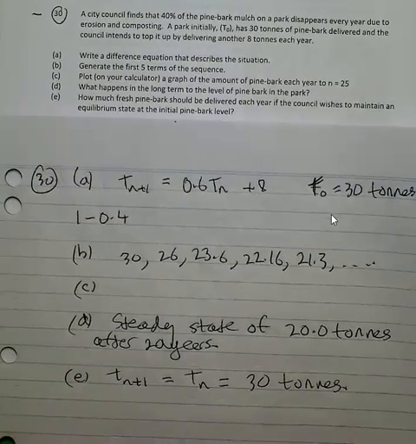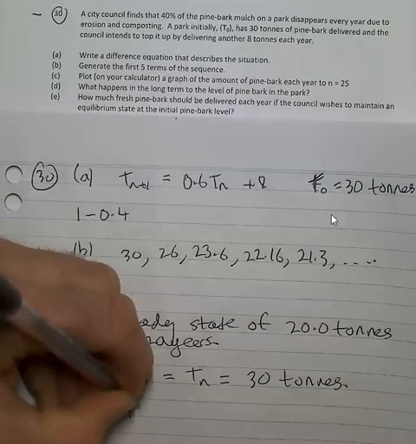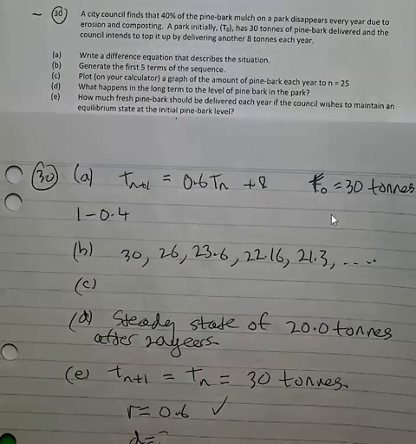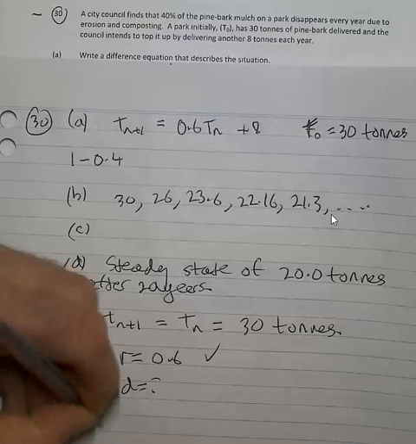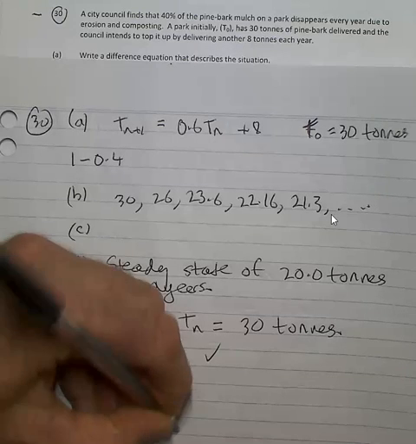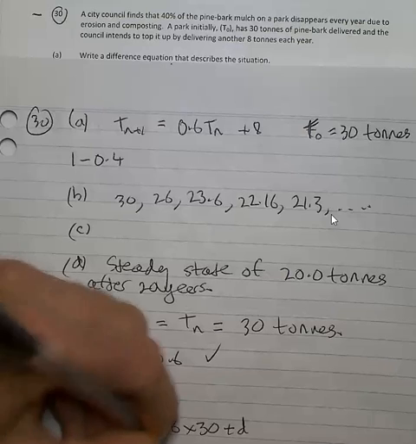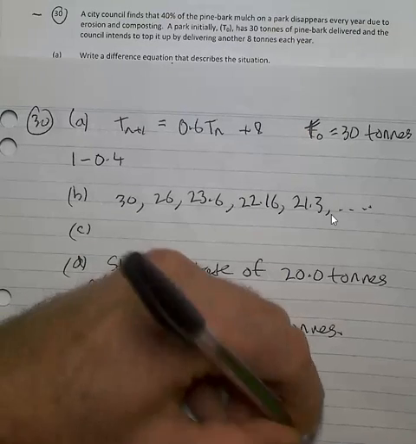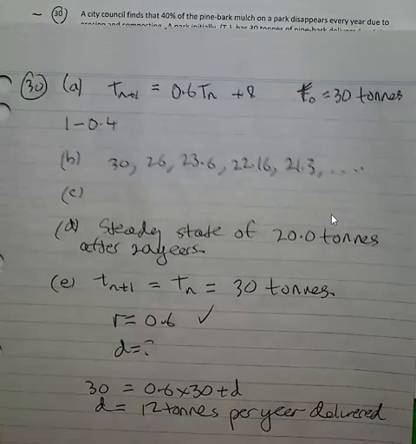Now, we've got to assume that the composting and the erosion, etc., still occurs, but D is what we need to find. So I'm going to solve for D. So 30 is 0.6 times 30 plus D, and D is equal to 12 tonnes per year. So I need to deliver that per year.